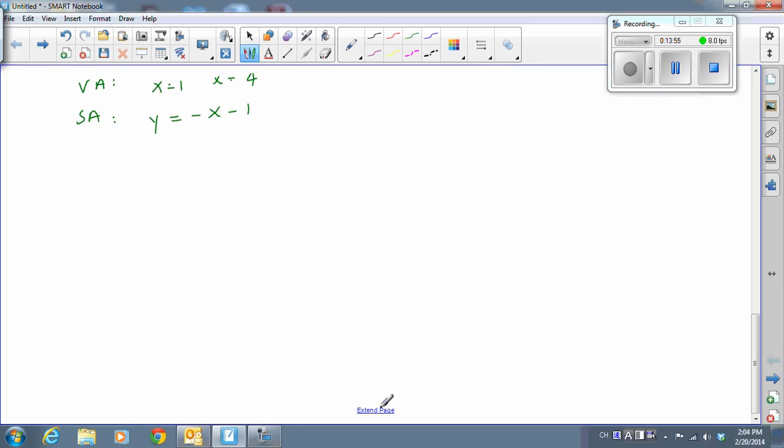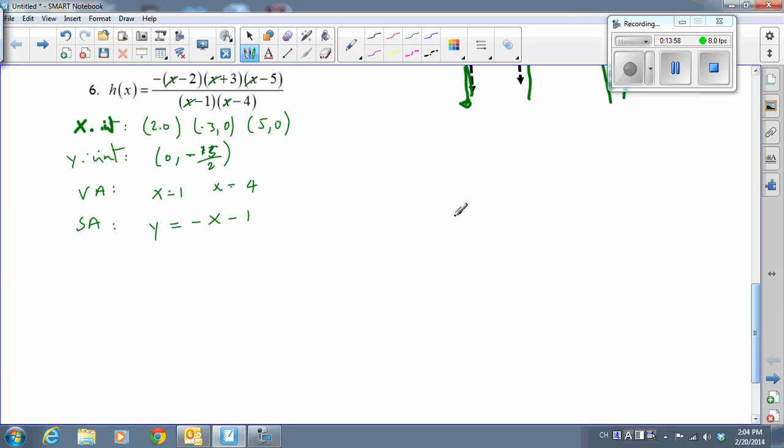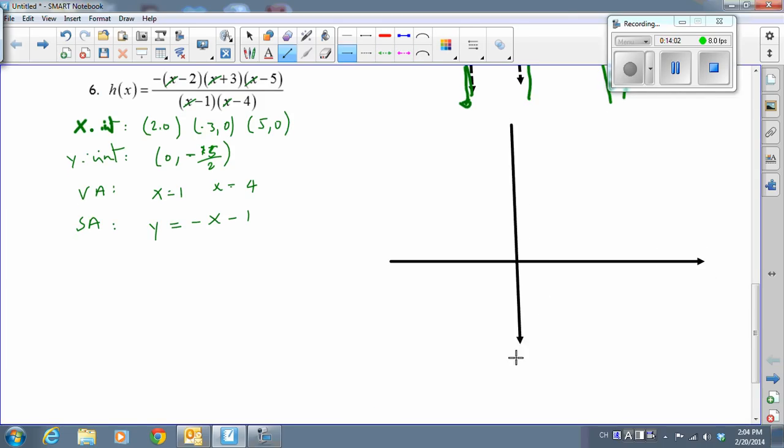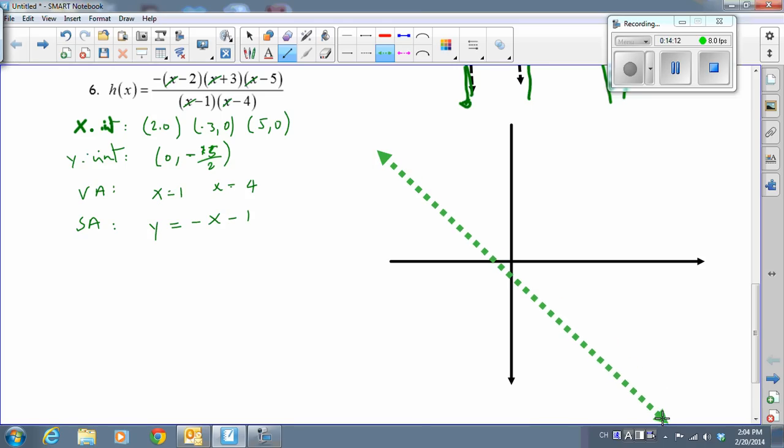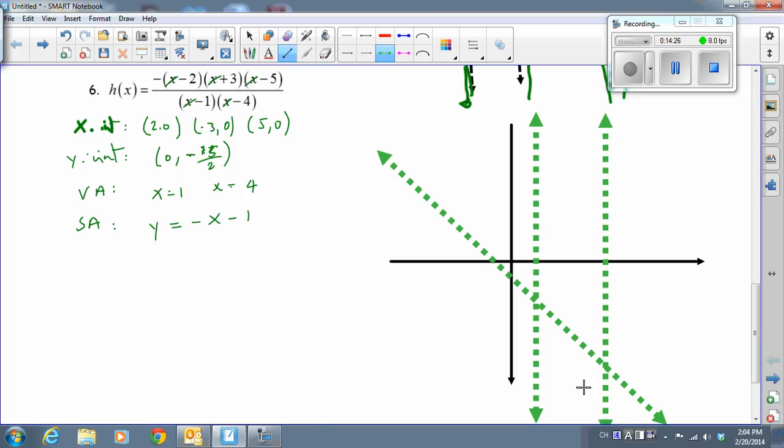My goal is to show us a rough graph. Alright, let's go ahead and graph our axes, x and y axis. The slant asymptote is now negative x minus 1, so I'm graphing my slant asymptote somewhere here. At x equals 1, I have an asymptote, so I have 1 here. I also have an asymptote at x equals 4, meaning here. I'm not being very accurate, but you get the idea.